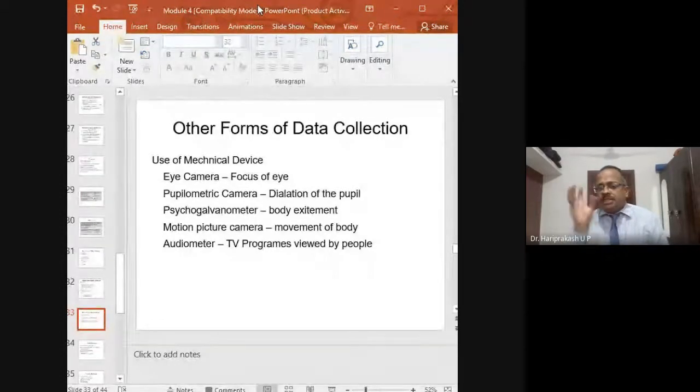Then the motion picture camera, nothing but a CCTV camera, is used for behavioral observation. Then the audiometer is a device that is fixed to the television of the respondents, every household, wherever the consumers are ready to give the information for their television. And then the data is collected on what? The number of TV programs viewed by these people. How many TV programs they are watching? What is the duration of the program they are watching? All this detail is collected by this audiometer and transmitted to the main server. Maybe for some 1,000 people, this audiometer is fixed to their television and it collects the data. So they will measure which channel is watched, what time they watch, which serial they watch, all this data is collected through this audiometer.